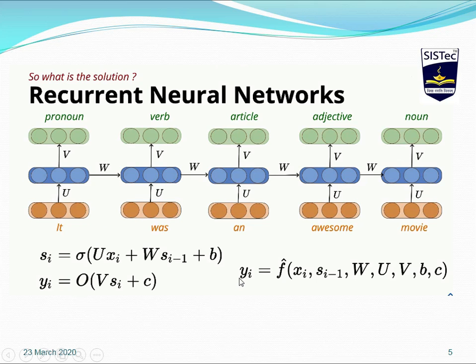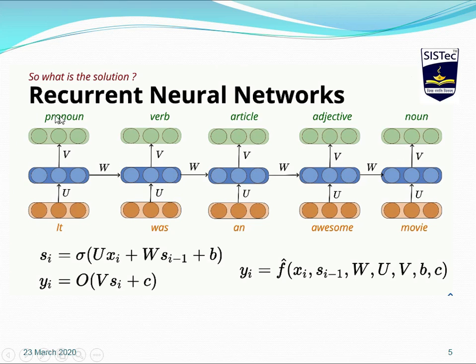Okay, so the output y depends on input X, the input S of the previous layer, weight W, weight U, weight V, and the biases B and C. So this is the complete function for calculating the output of each layer.